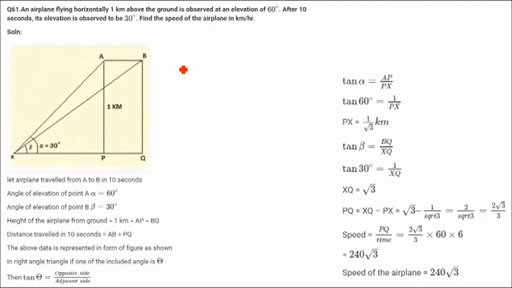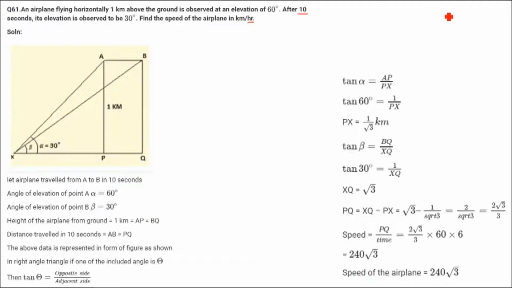An aeroplane flying horizontally 1 kilometer above the ground is observed at an angle of 60 degrees. After 10 seconds, its elevation is observed to be 30 degrees. Find the speed of the airplane in kilometer an hour. Now the same thing is happening, only the thing is that we are given 10 seconds, so we have to convert it into hour. This is the only change from the previous question to this question.